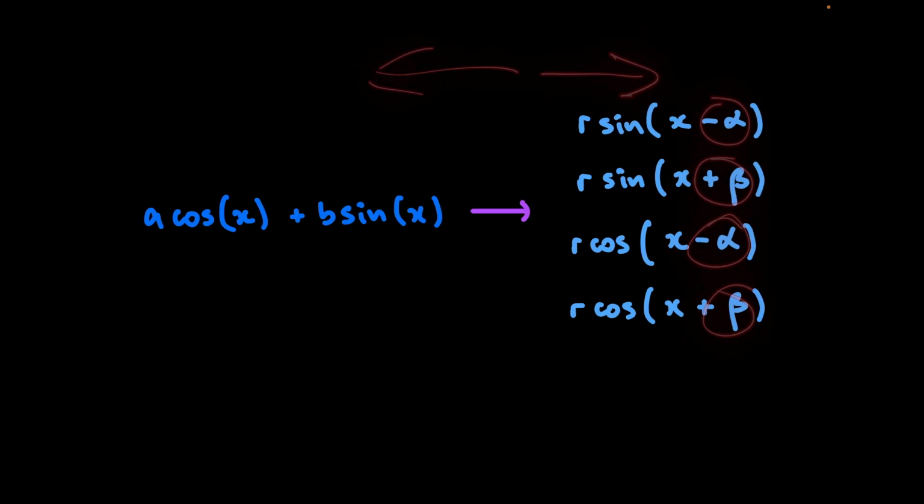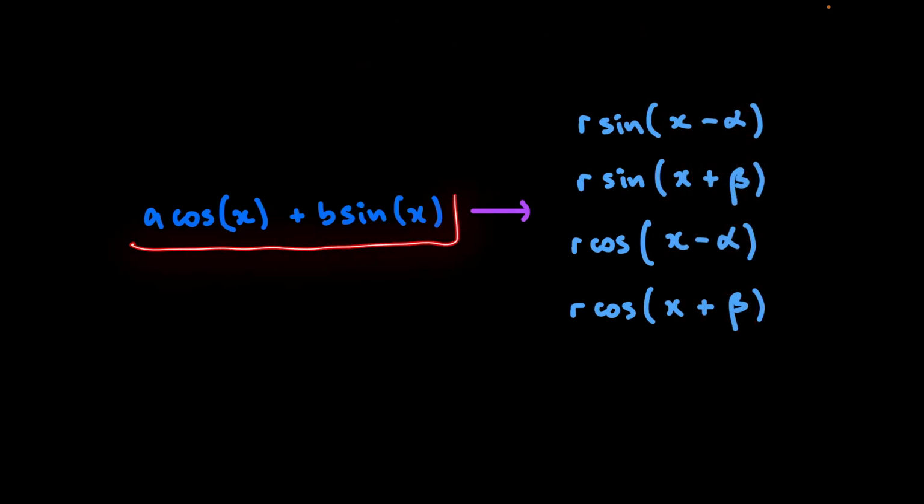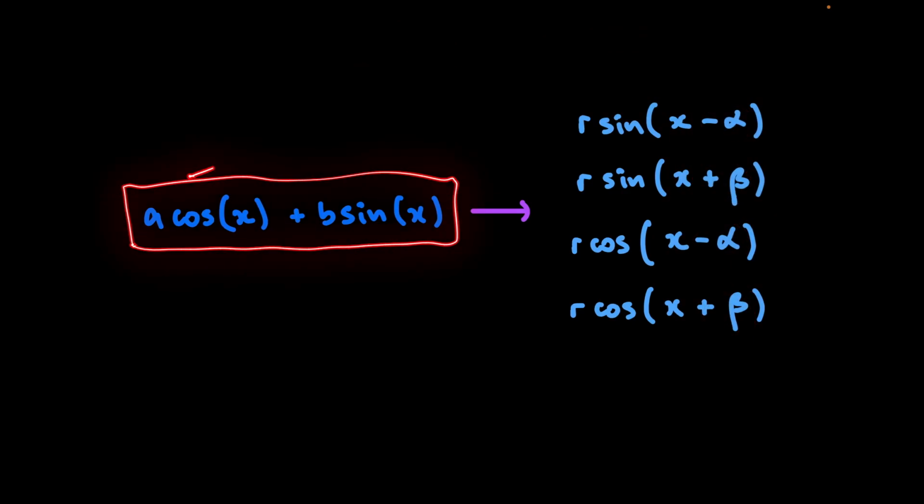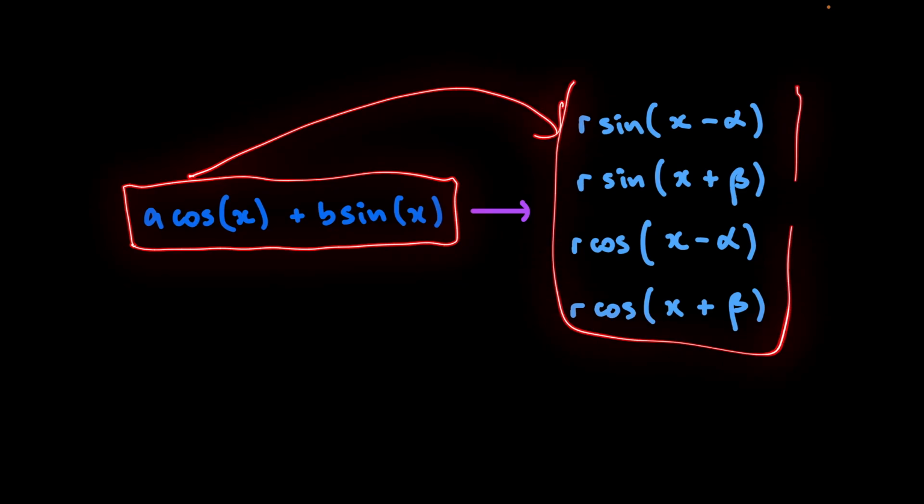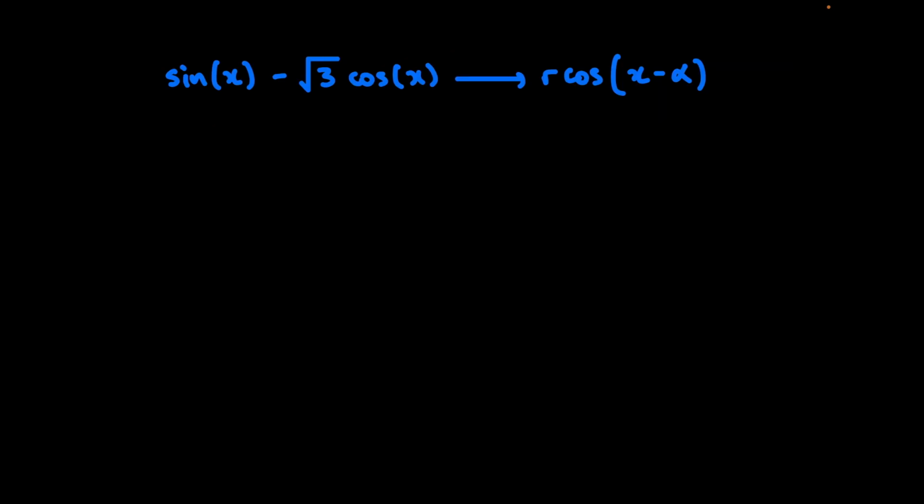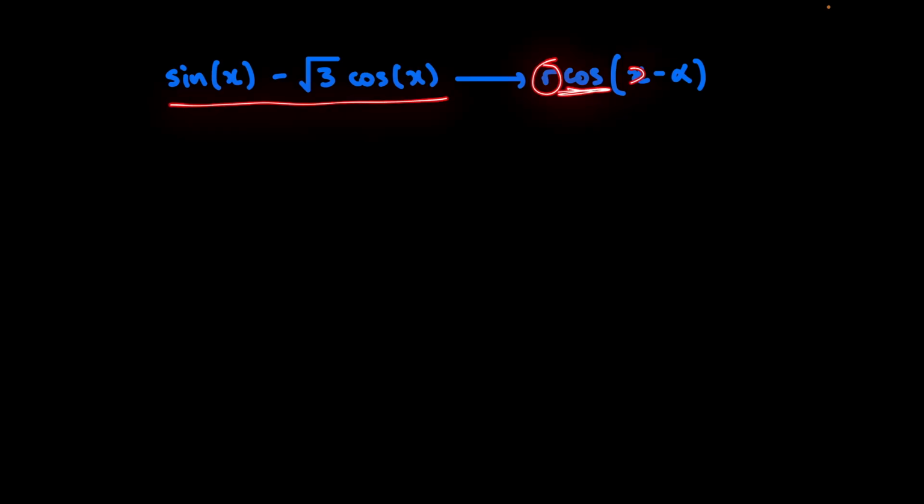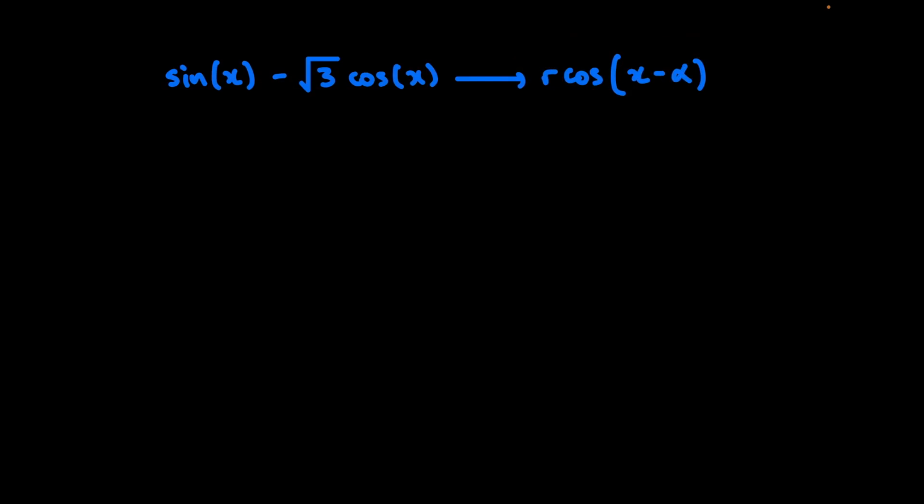So let's have a look at a few problems, how we can convert a form of equation like this into any one of these four forms here. Okay, this is our next equation. We have to convert this equation in the form r cos, this time, of x take alpha. So let's have a go of this one here.